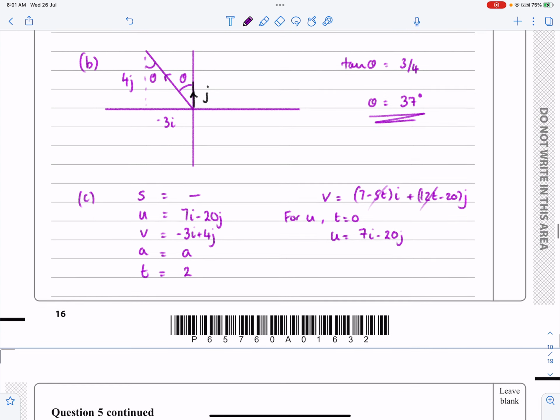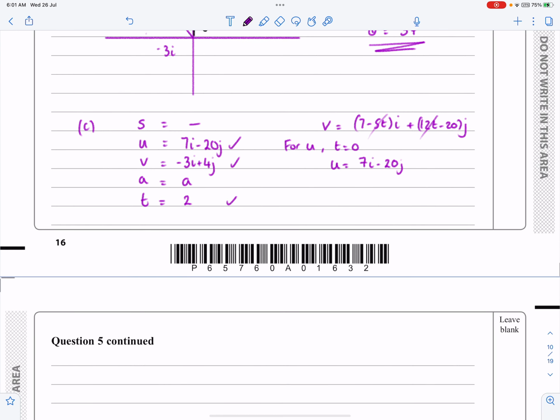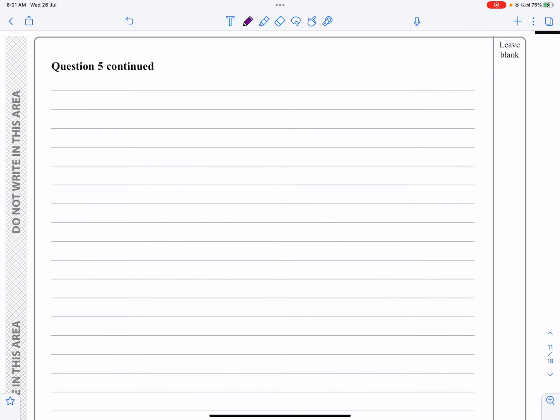I've got what I said I always want, which is 3 of the variables, and I'm looking for the fourth one. So now I can just get on and do that as a suvat question. The variables involved this time are u, v, a, and t. For anybody who's done any work on kinematics, it should not be complicated to see that we just do v equals u plus at. So v was minus 3i plus 4j, u was 7i minus 20j, t was equal to 2, so plus 2a.